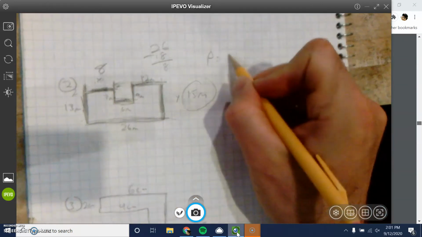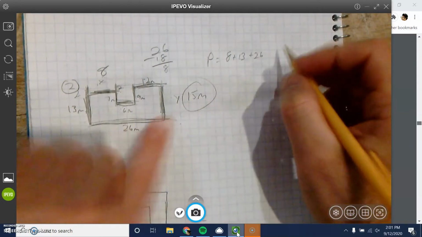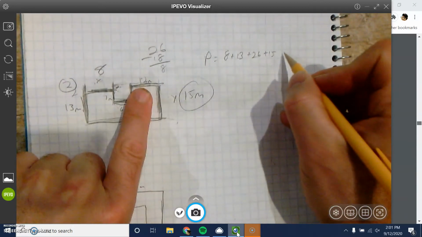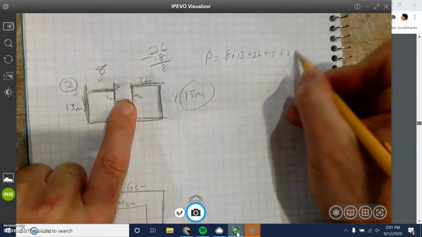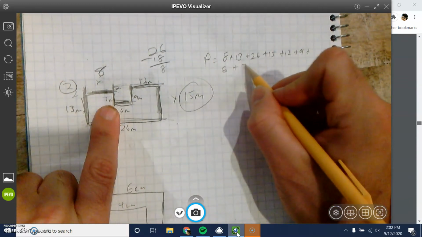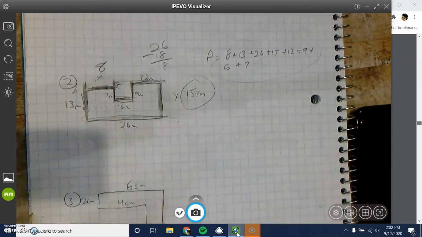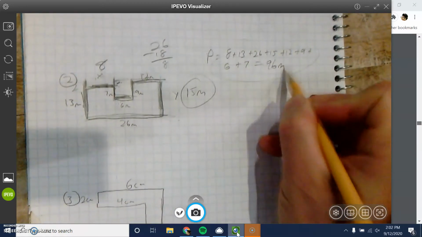So perimeter, 8 plus 13 plus 26 plus 15 plus 12 plus 9 plus, run out of room, go here, 6 plus 7 and an 8. There you go. So calculator it up. 8 plus 13 plus 26 plus 15 plus 12 plus 9 plus 6 plus 7 plus 8 is 96 meters. There you go.